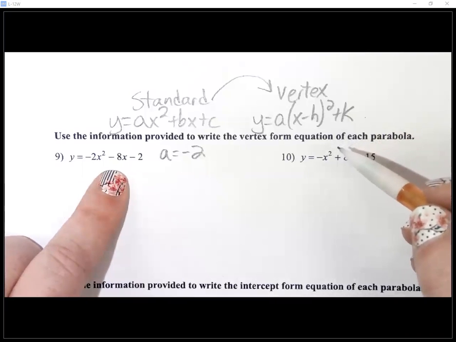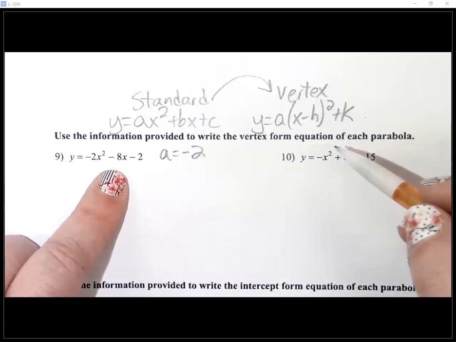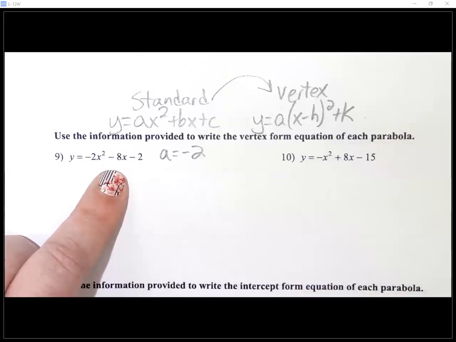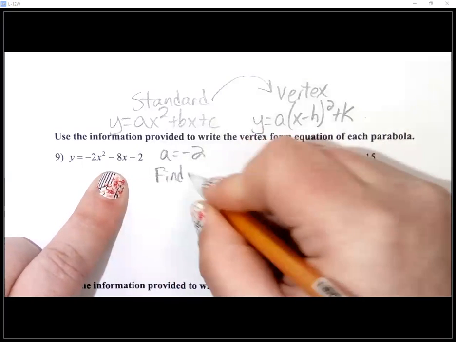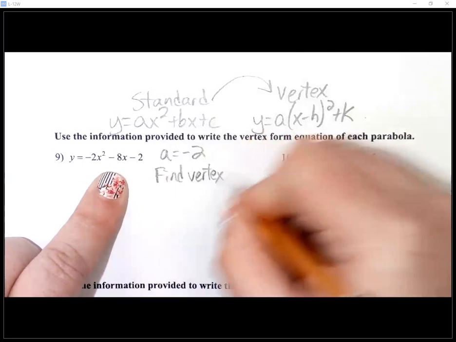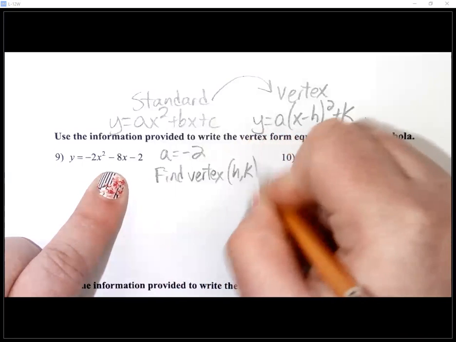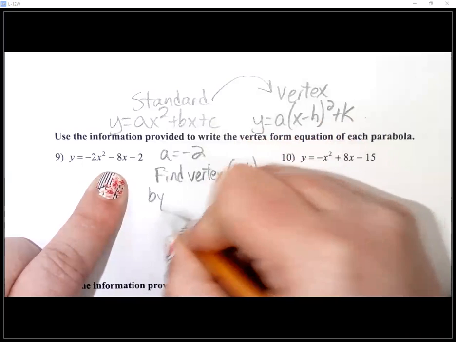Yes, the opposite of b over 2. Yes, -b over 2a. Remember that? And then you would take that answer and plug it in. So then all we have to do is find the vertex (h, k) by doing -b over 2a.